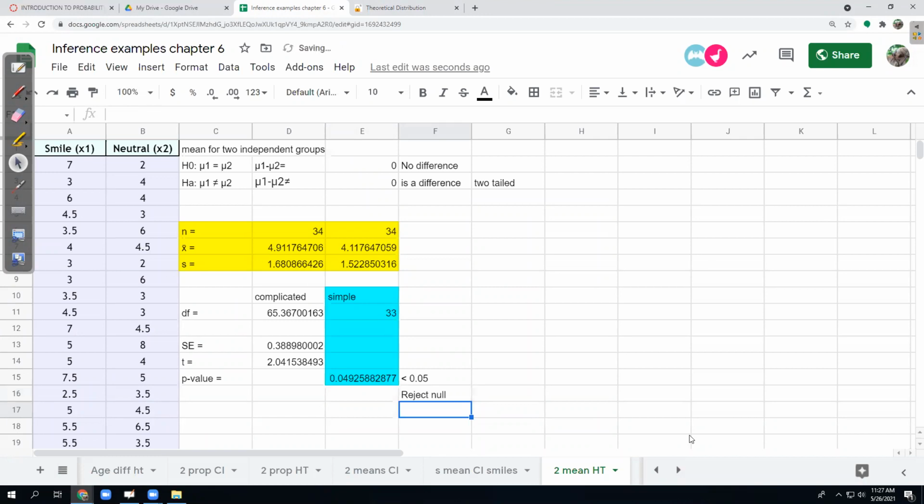Okay, what does it mean to reject the null? Well, that means the data supports the alternative. The alternative says there is a difference in leniency depending on whether you smile or not. That's kind of my conclusion. This right here is my decision.